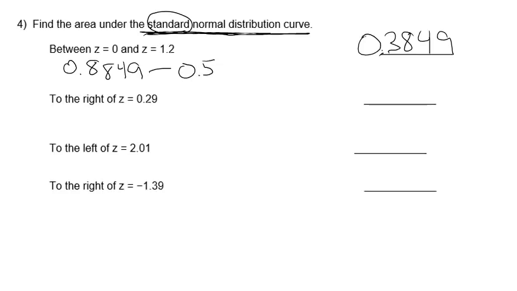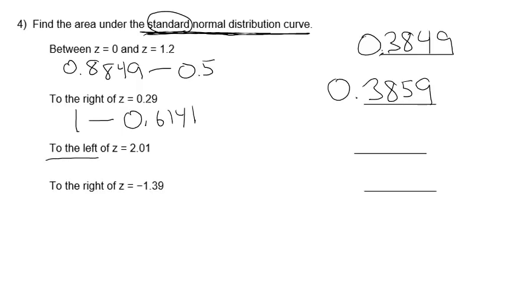For the second one, we are to the right of z, meaning we are larger than z. You never know how to write it. You are expected to understand inequalities and that terminology. I am to the right of z. To the right of z means larger. This is opposite the table, right? So I'll look up 0.29 in the table, and I get 0.6141. I do my math, and the math comes out to be 0.3859.